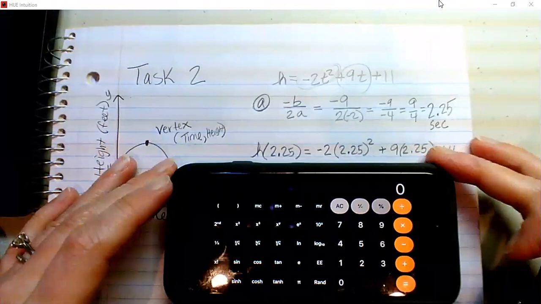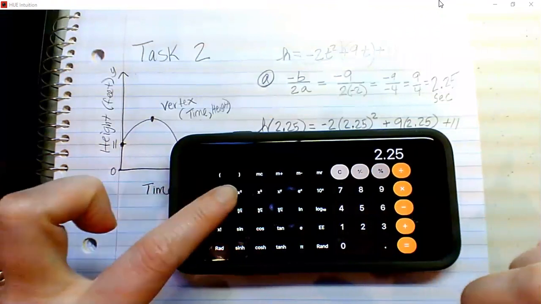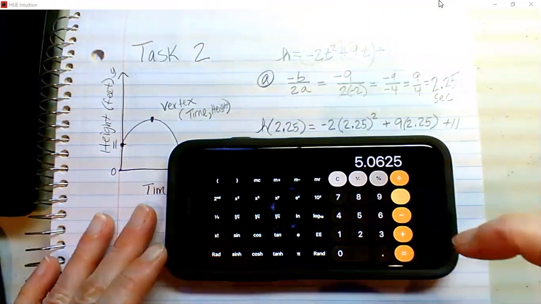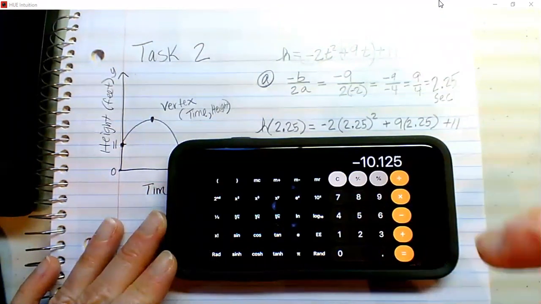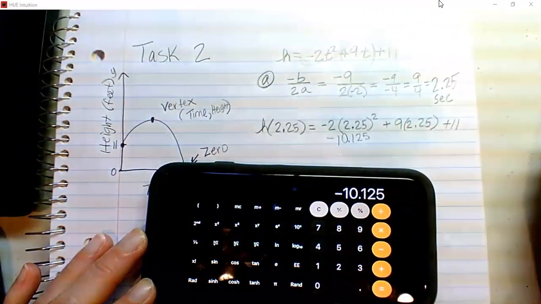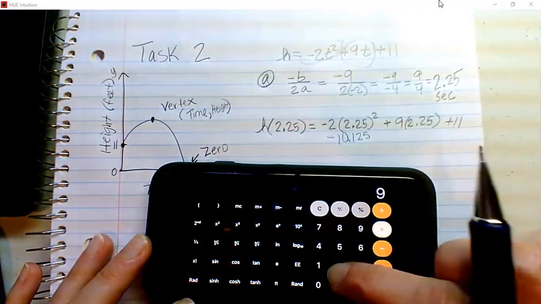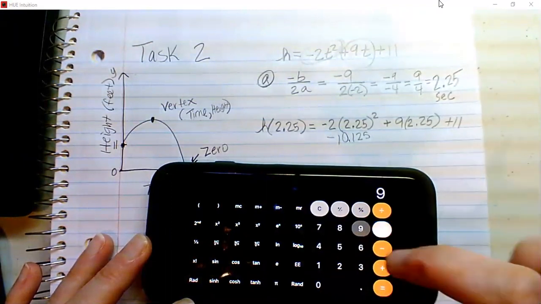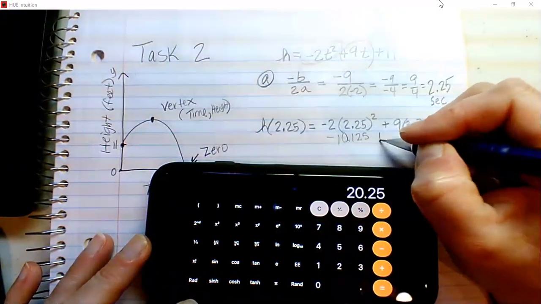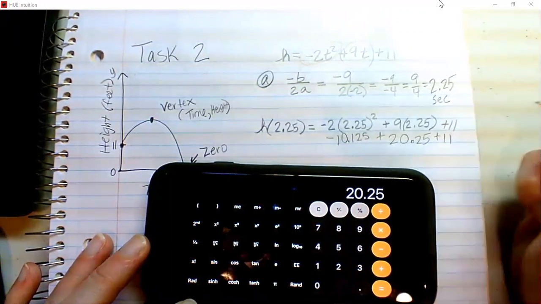Let me clear this out here. So the first thing I'm going to do is 2.25 squared. So 2.25 squared gives me 5.0625. Then I need to multiply that by -2. That gives me -10.125. Next, I'm going to multiply 9 times 2.25. Let me try that again. 9 times 2.25 gives us 20.25, and then I'm going to add 11.